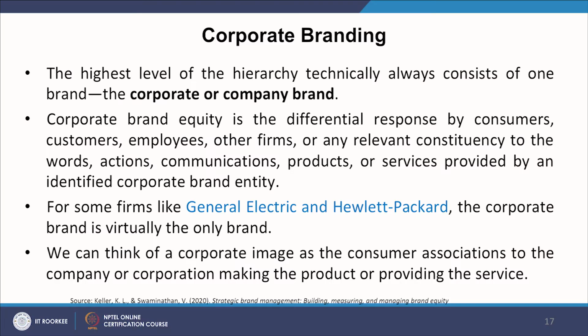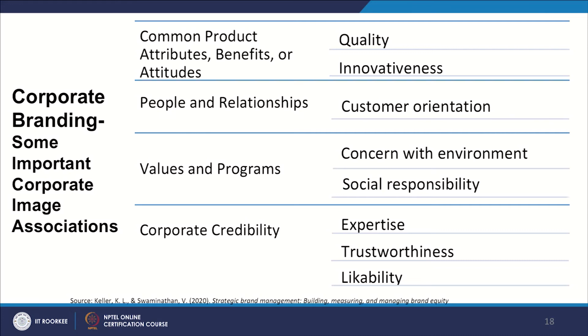So we can think of corporate image as consumer associations to the company or corporation making the product or providing the service. And some important corporate image associations are common product attributes, benefits or attitudes in terms of quality and innovativeness. I would be talking about 3M very soon, and this you will see. People and relationships, that is customer orientation, values and programs, concern with environment, social responsibility, and corporate credibility, expertise, trustworthiness, likability.